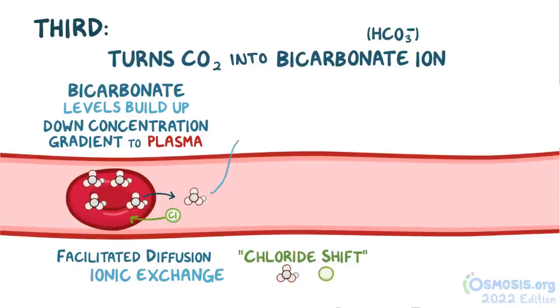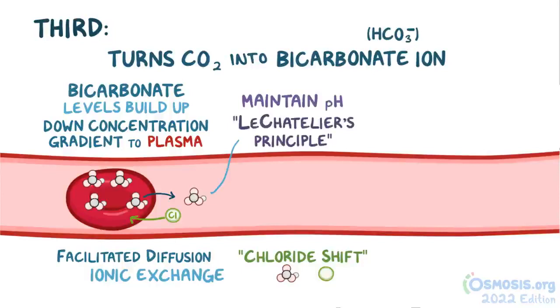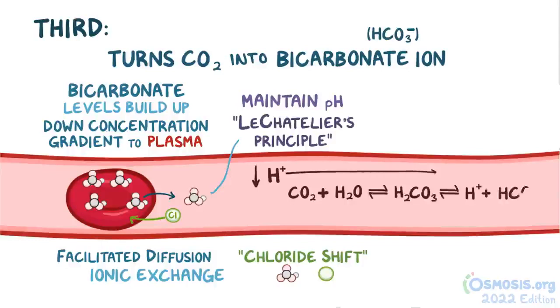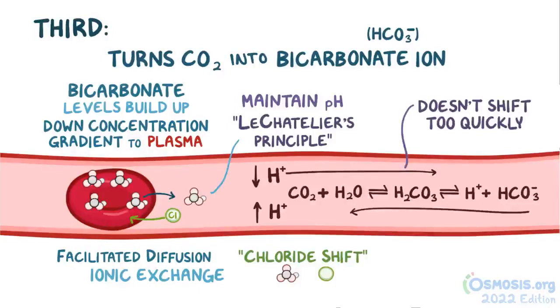And here bicarbonate plays an important role in maintaining physiologic hydrogen ion levels in the blood, which ultimately affects pH levels. It does this through Le Chatelier's principle. In other words, when the hydrogen ion concentration gets low, the equation moves to the right, producing more bicarbonate and hydrogen ions. Conversely, when there are lots of hydrogen ions around, the bicarbonate will bind to a hydrogen ion and form carbonic acid, which then splits into water and carbon dioxide. Ultimately, the concentration of hydrogen ions doesn't shift too quickly in either direction, and that means that the pH stays stable.